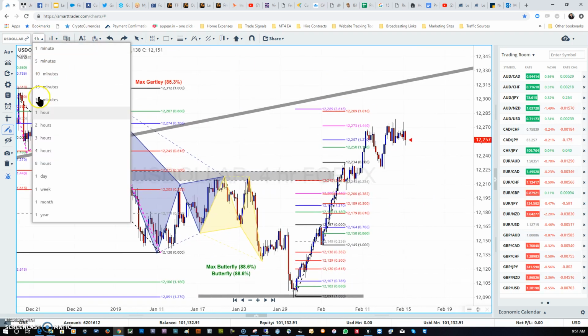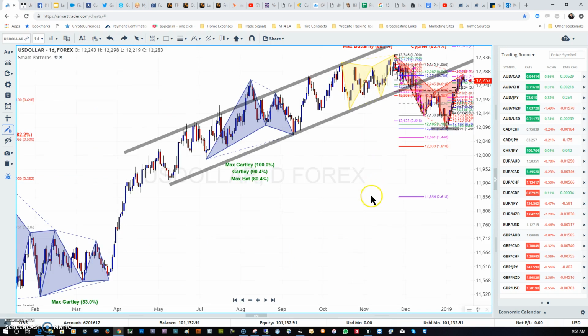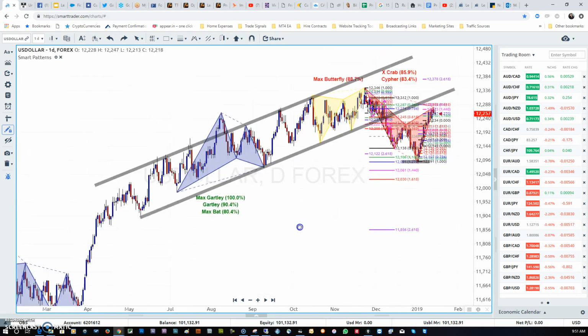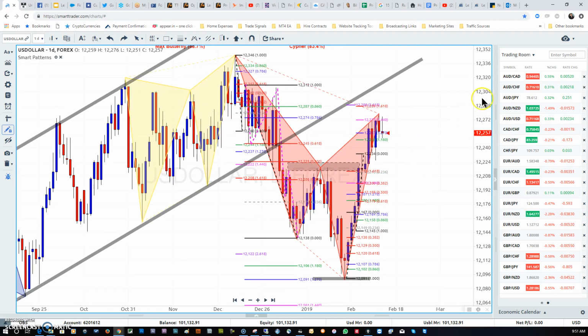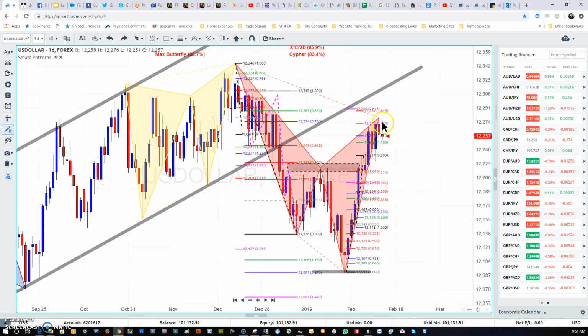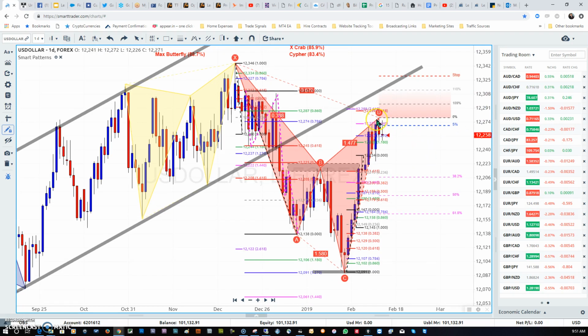And oh, hang on, wait a minute. I want to pop this open to daily, my bad. I want to go to a daily time frame right here on the dollar index. Now say hello to my little friend. Here it is. It's called an X crab or a cipher pattern that's setting up right here.